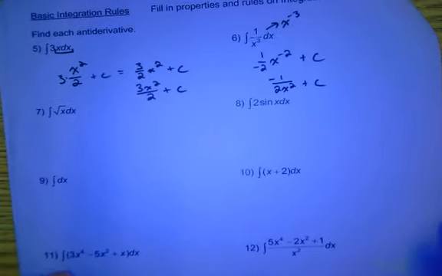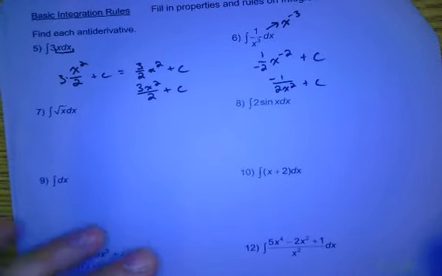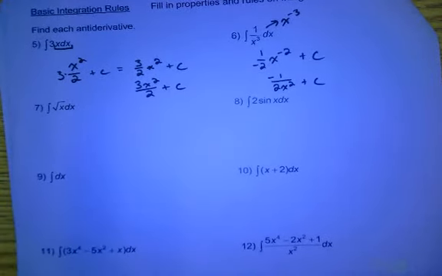And there you go. Alright, let's try 7. Ooh. Why am I saying ooh? Okay, how can I rewrite a square root so it's workable with what we're doing?